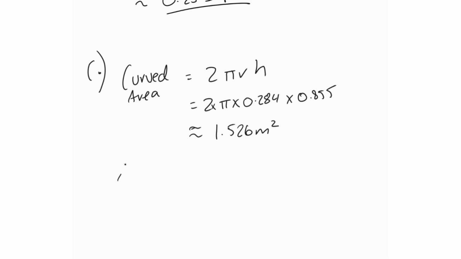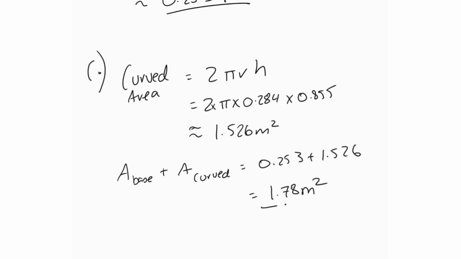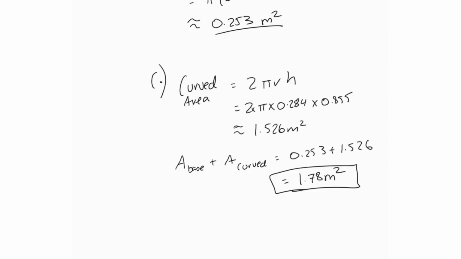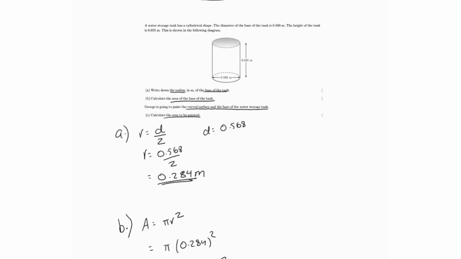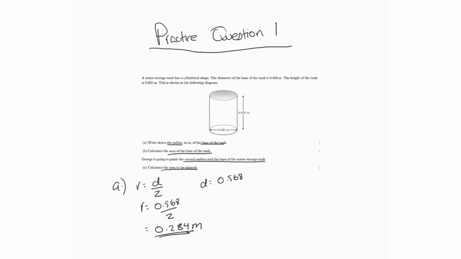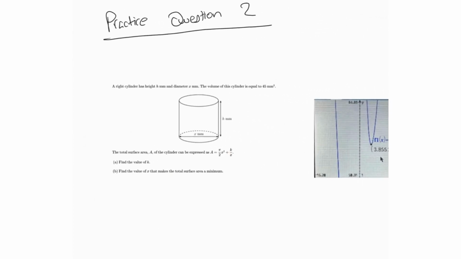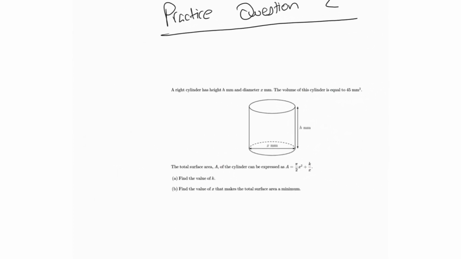And so the total area will be the area of base plus area of curved, which is 0.253 plus 1.526, which is equal to 1.78 meters squared. That's the worked solution for this question right here, and I hope it's clear. So moving on to the second practice question.